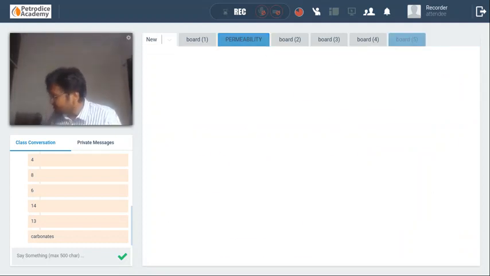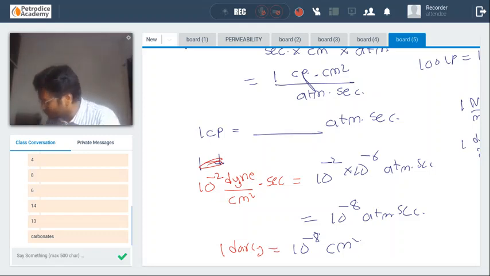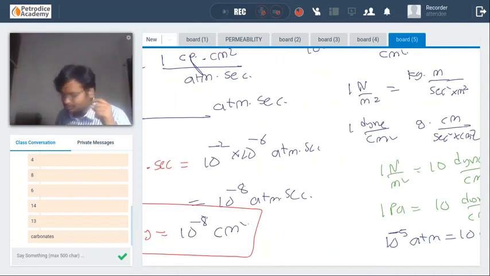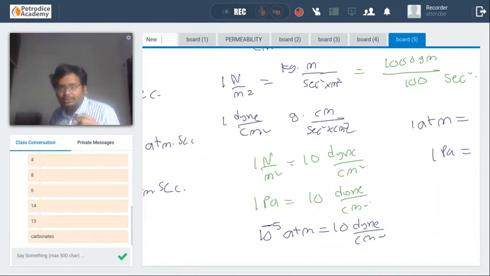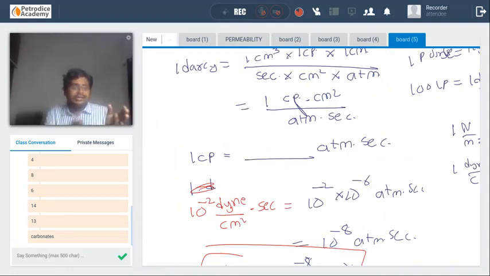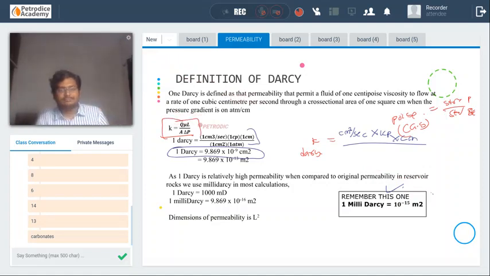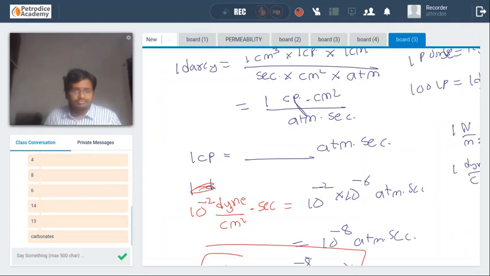Okay guys, you just need to know the basic understanding of how Darcy is defined. Using the conversions that I taught you in the first class, you can solve any numerical. You can convert any unit to any other. Even if you forgot the formula that 1 millidarcy is equal to 10 to the power minus 15 meter square, which is easy to remember, you can derive it from the definition of Darcy. Guys, do derive it once in your notes using the conversions I have taught you.